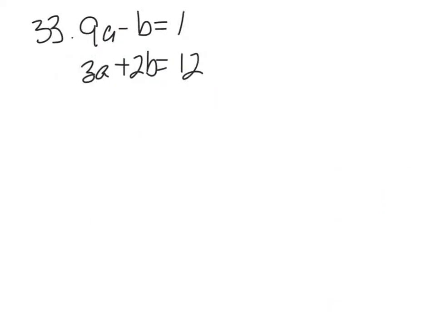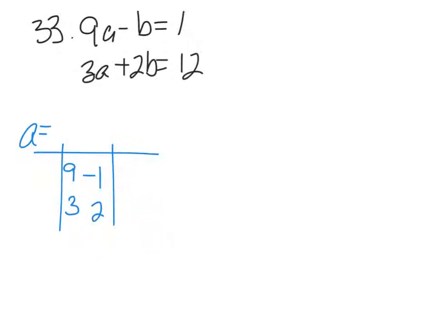The next section says use Cramer's rule to solve the system. The part on the test you're going to need Cramer's rule for is the setup. When I do these, I always like to do the easy part first, so that's the coefficients. So 9, 3, negative 1, 2. Where there was an a, in this case, we put the constants, and where there was a b, we put the b's.